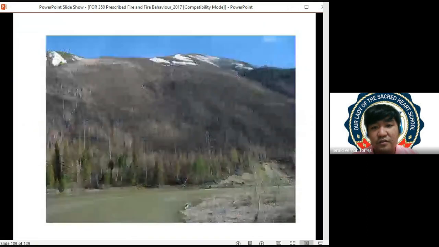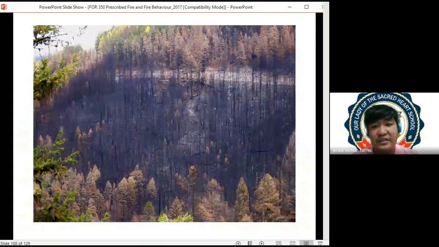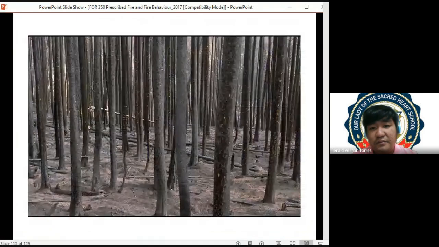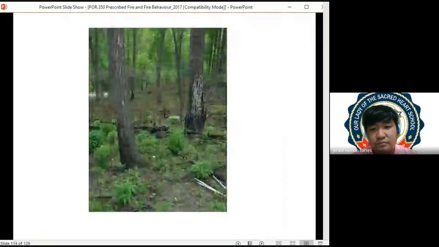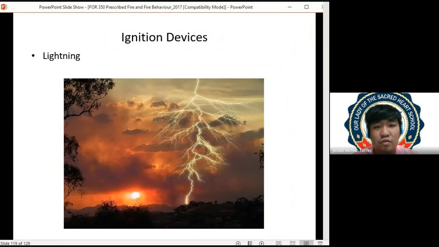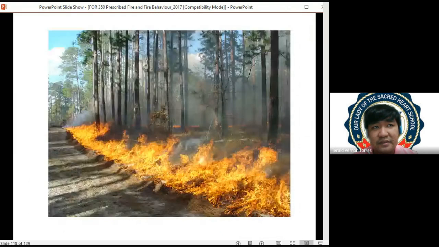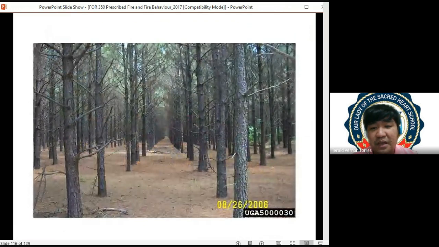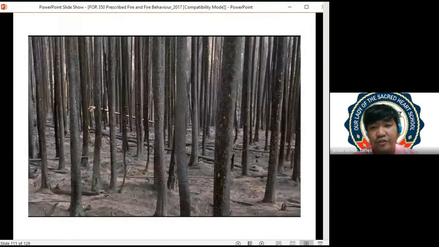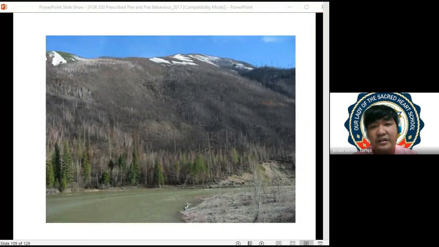So yan, alam ninyo naman na maraming effects ng wildfire. May effect siya sa biodiversity, may effect rin siya sa exposure, pwedeng maraming madamage, agriculture. Pwedeng magkaroon tayo ng problema rin sa residential, pwedeng maapektuhan yung mga exposures. So marami siyang harmful effects. Pero take note that wildfires also have many good effects, many beneficial effects.